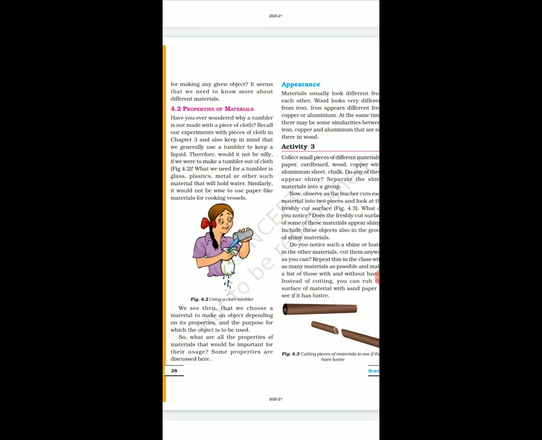So we can see what all the properties of materials are that would be important for their uses, and we will discuss such properties as appearance, hardness, and whether they are soluble or insoluble in water. These are all different properties which we will learn. The homework is you have to read these properties once, and then we will continue in the next video. Thank you.